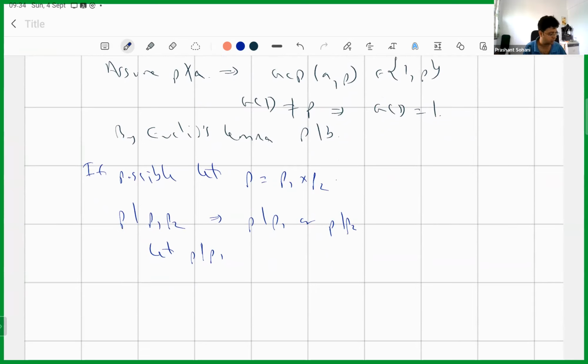Yes, yes, correct. So maybe it is better to state it here, when we say let P equal P1 into P2. Obviously 1 into P is a possible factorization, but we want to make sure we're not talking about that. So we can say where both P1 and P2 are less than P, where you can say 1 is less than P1, P2 less than P. So we can make this assumption upfront because we are going by contradiction.